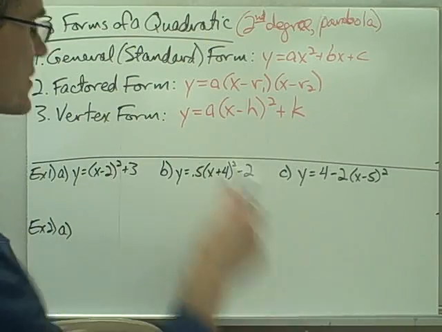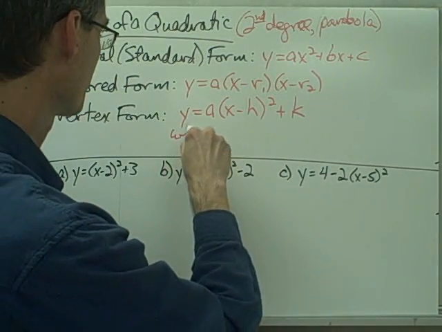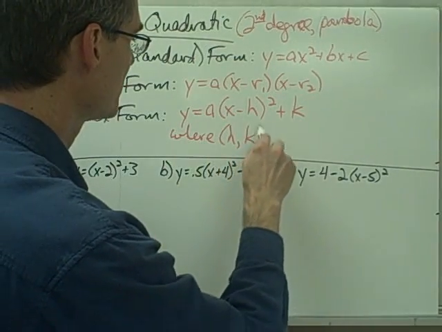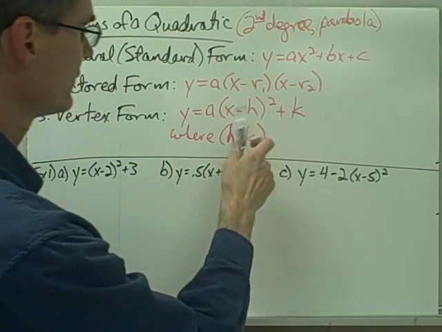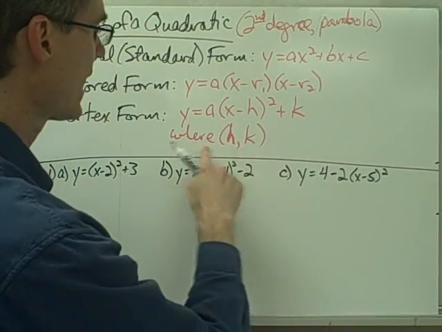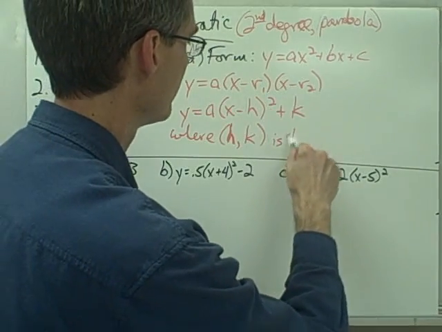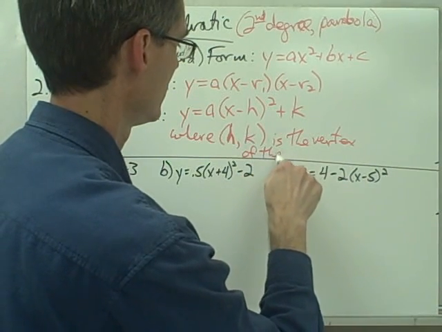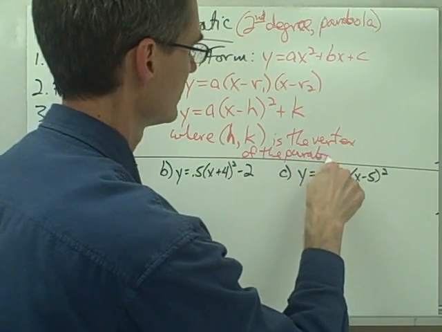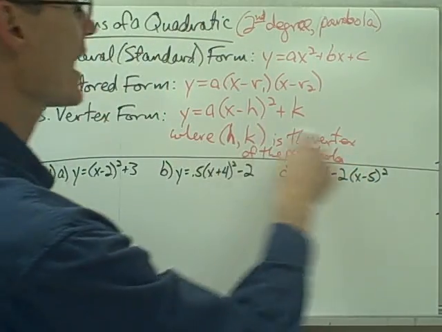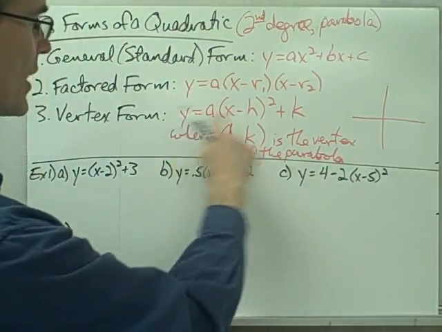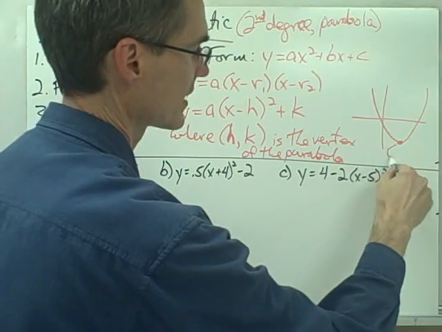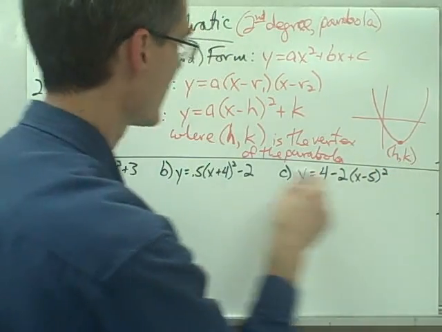And for this form, the reason it's called vertex form is because this point h comma k, in other words, the point defined by this number and this number, h comma k, is the vertex of the parabola. In other words, if we were to graph a quadratic equation, then it would have a vertex somewhere, and this point right here, the vertex, that point is given by these coordinates h, k.